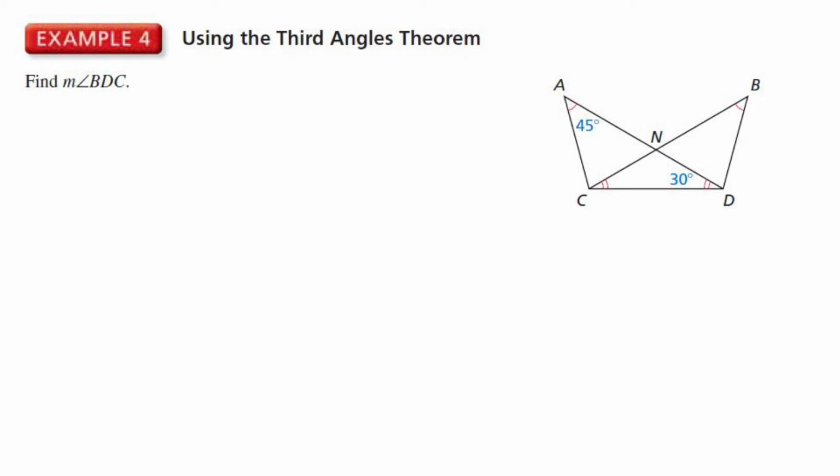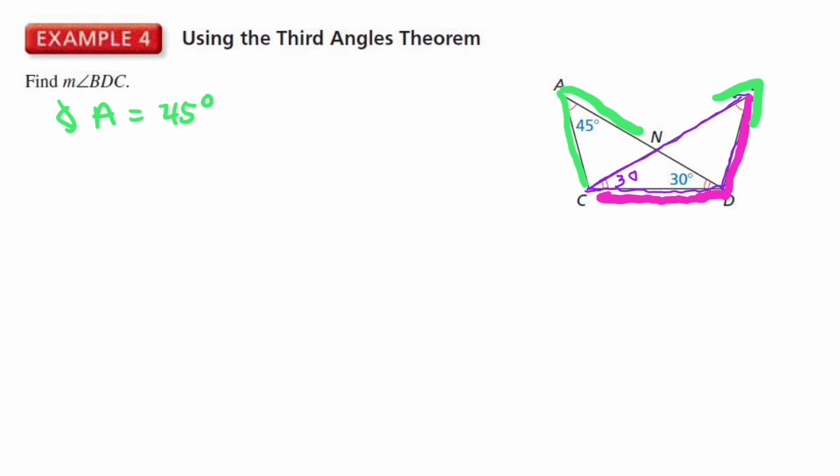So in this example, it says to use the third angle theorem to find the measure of angle BDC. So we want to find the measure of that angle. Okay, we need to start by writing down what we know. We know that angle A is equal to 45 degrees, which is congruent to angle B. So we know that angle B is equal to 45 degrees.